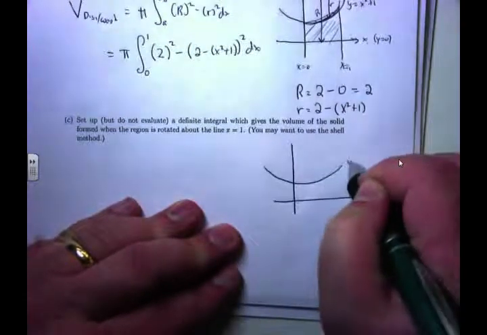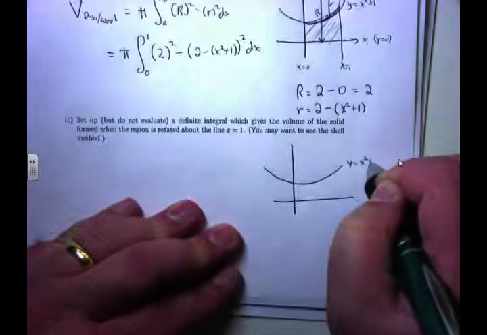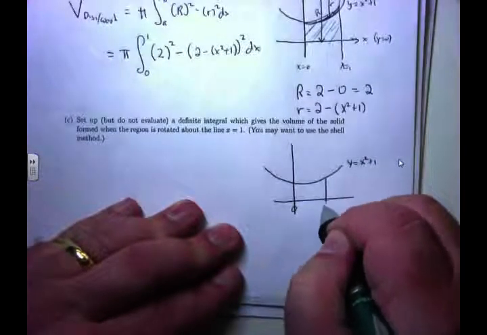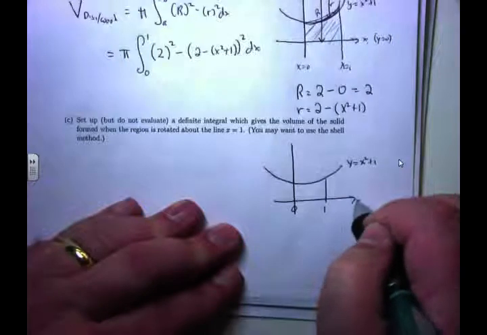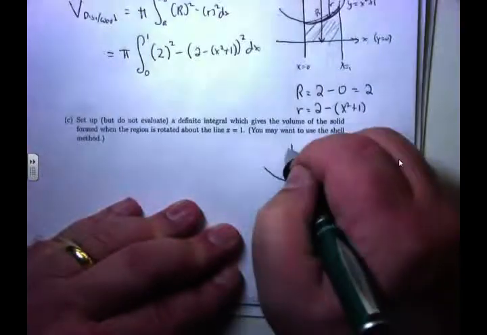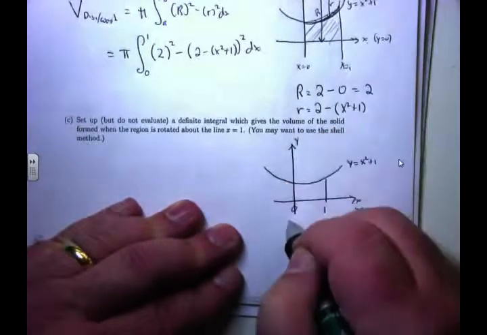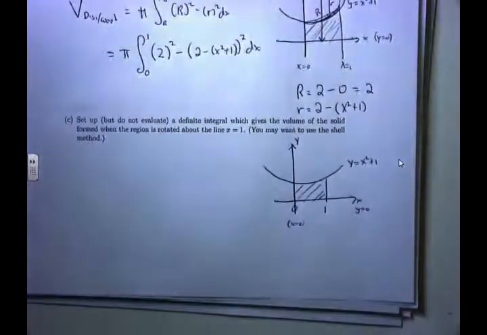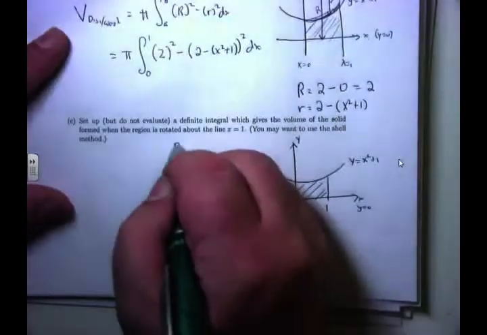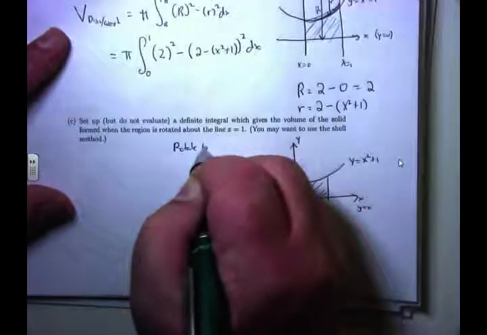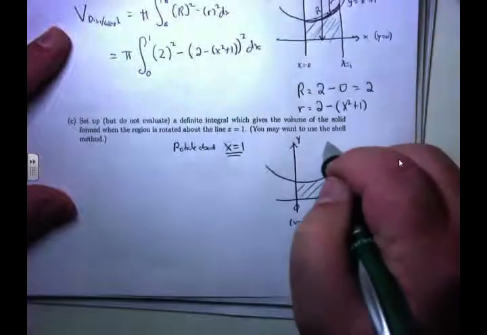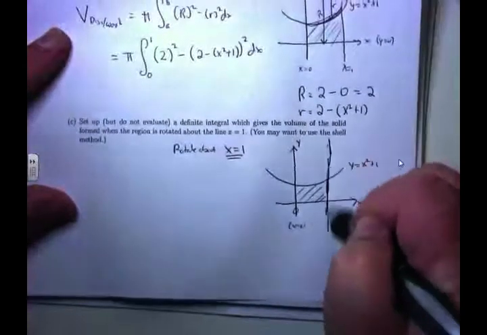Same region. Y equals x squared plus 1 from 0 to 1. This is your x-axis, or y equals 0. This is the y-axis, also known as x equals 0. This is my region. But this time, what are we rotating around? This one is going to be rotated about the line x equals 1.